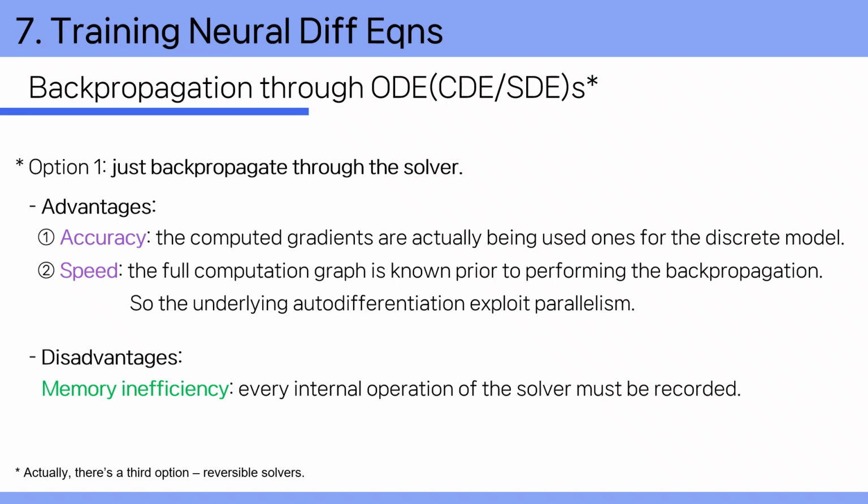The first option is simply to backpropagate directly through the internal operations of the solver. A differential equation solver internally performs basic operations which are differentiable. The advantages are accuracy and speed. Because we directly use the same computations from forward propagation and the full computation graph is known, we can rely on automatic differentiation. However, it is memory inefficient because we must store every intermediate operation of the solver, which is sometimes infeasible for deep simulations.